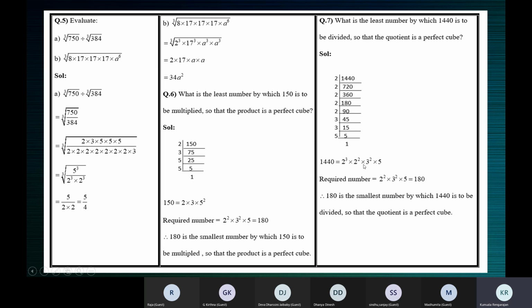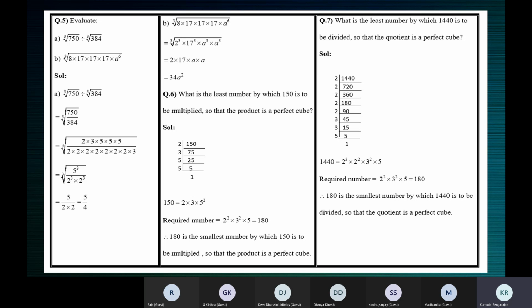I'll repeat. 2 cubed. So here this occurs in triples, so you can just leave it. 2 squared, take it away. It doesn't occur in triples. 3 squared does not occur in triples. Take it away. 5 doesn't occur in triples. Take it away. The product of these factors: 2 square, which is 4, 4 into 9 into 5. 4 into 5 is 20, into 9 is 180. So the given number, 1440, should be divided by 180.